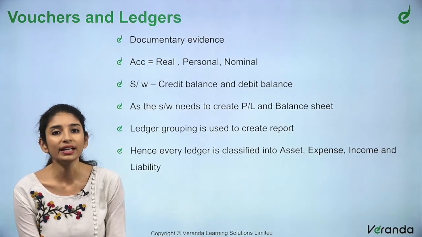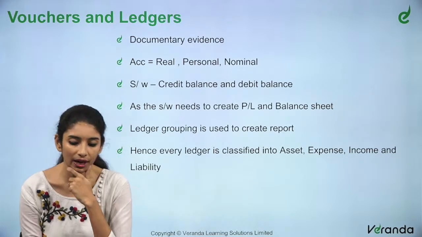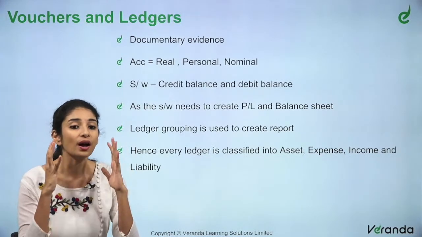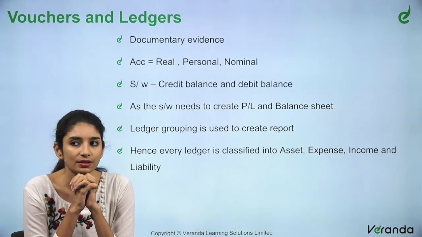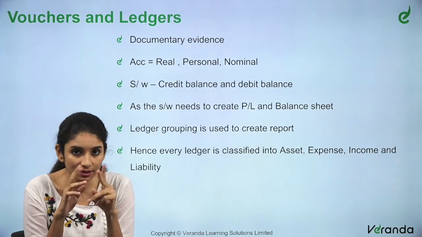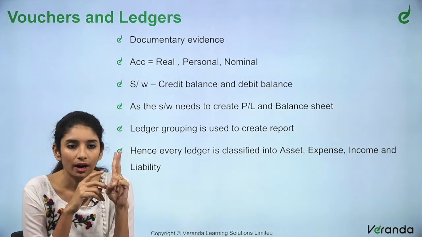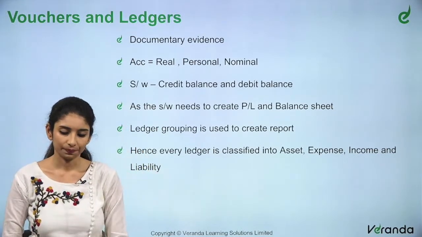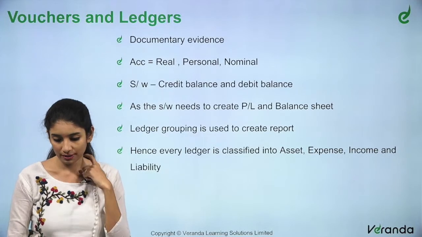When we studied accounts in our 11th grade and 12th grade, that's when we studied the classification of accounts as real account, personal account and nominal account. But when it comes to our accounting software, this is not the classification. The classification is debit, credit, income and expenditure. Debit and credit are the two main classifications. Under the two classifications of debit and credit, we have assets, liabilities, income and expenditure. Because every software needs to create a profit and loss statement and balance sheet, right?